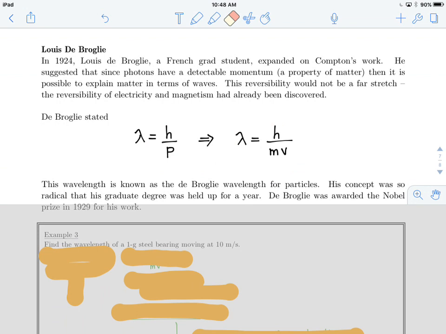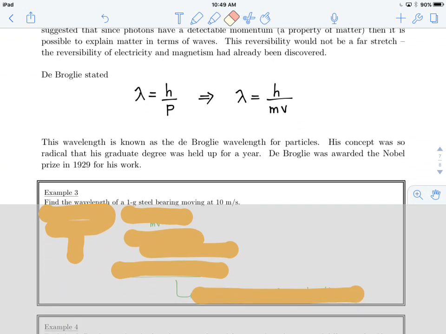Now, this was a really, really radical idea, right? That we could have a particle and that it could exhibit wave-like properties. This is a really, really far out there idea. And so his graduate degree was held up for a year. They checked and they checked and they checked. But eventually, de Broglie was awarded the Nobel Prize in 1929 for his work because this was groundbreaking.